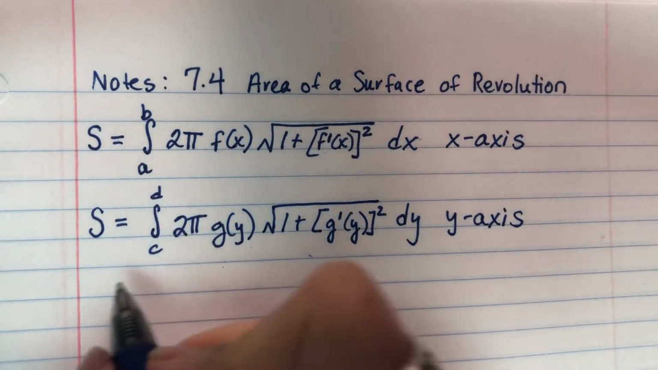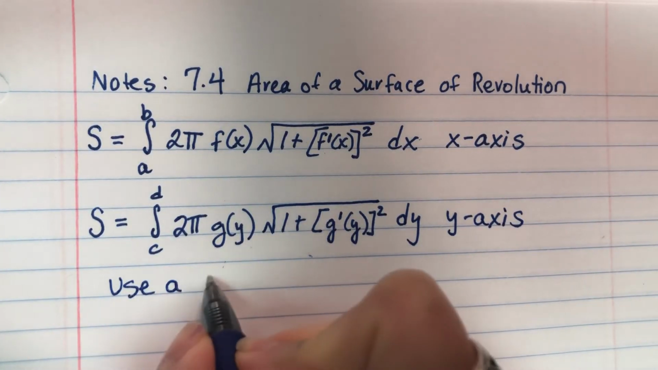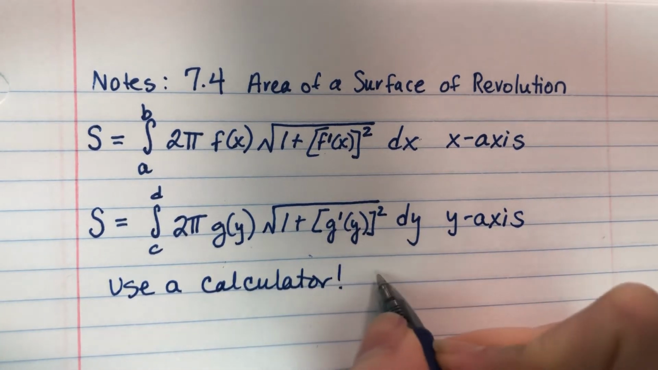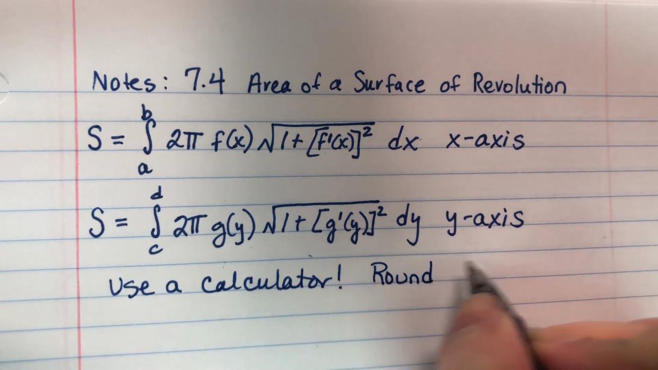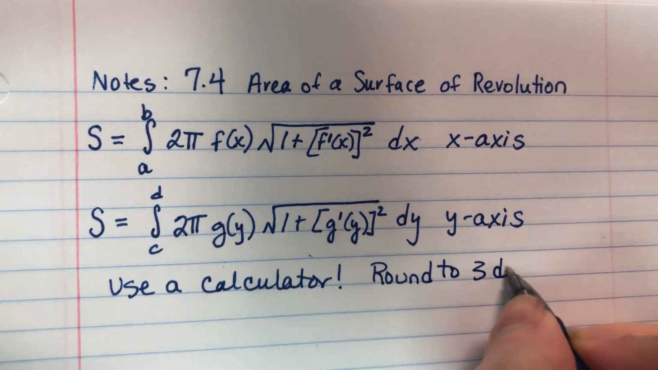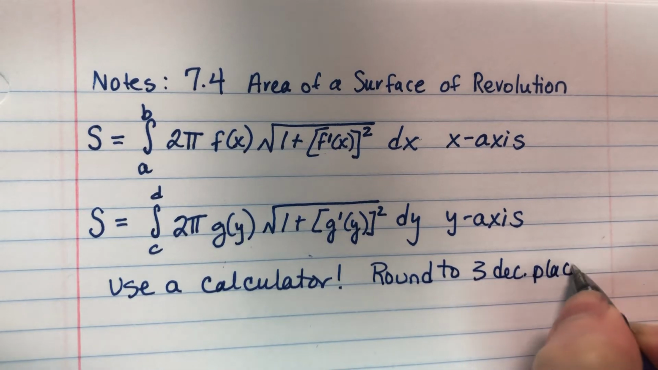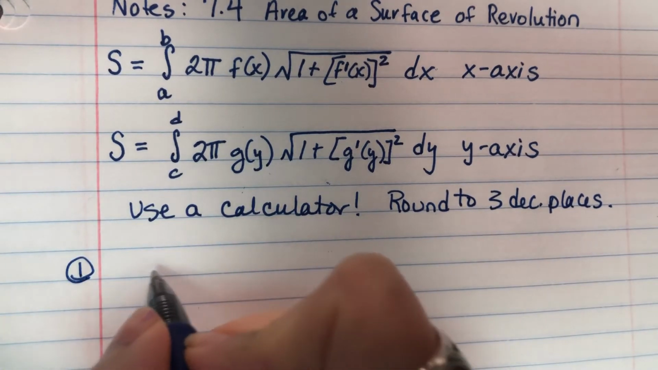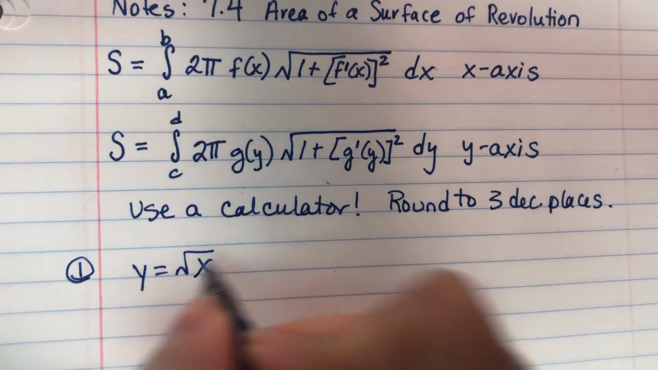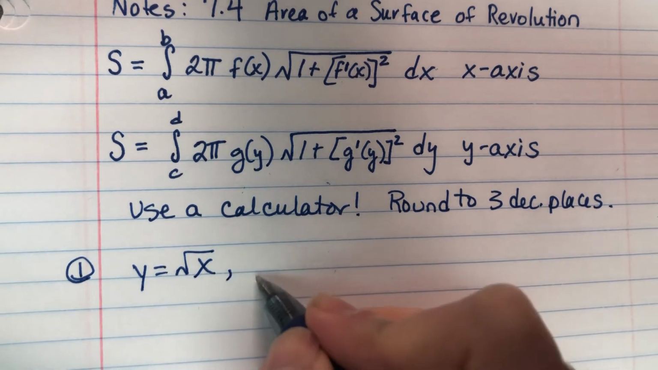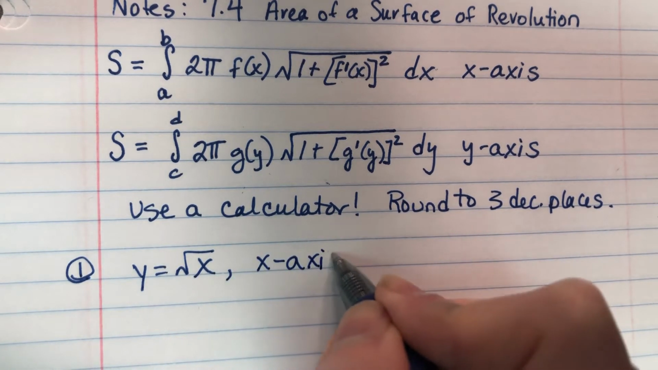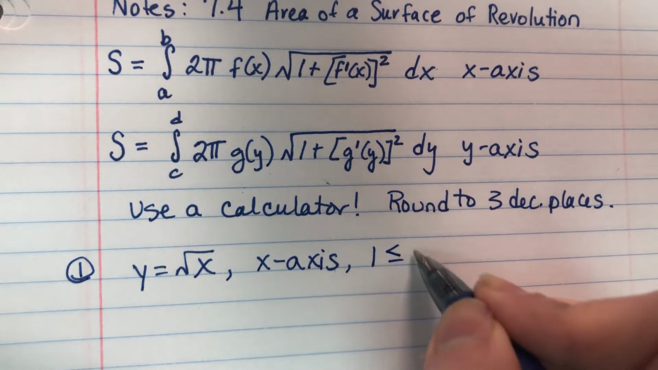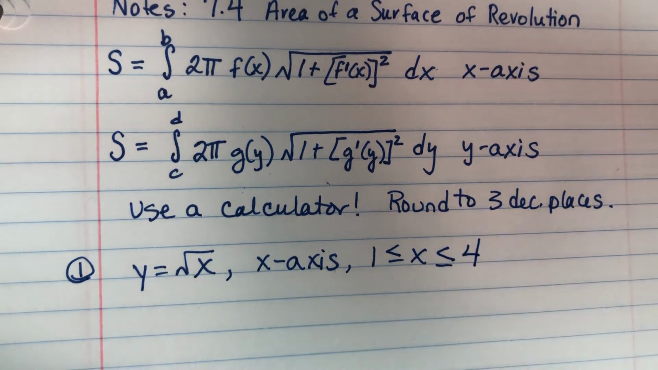And for today's lesson, we are going to use a calculator. We're not going to integrate by hand. Keep it simple today. And we're going to round all of our answers to 3 decimal places. Okay? So, for our first problem, we have the function y equals the square root of x. And we're going to rotate it around the x-axis. And we're going to do this for x values from 1 to 4.